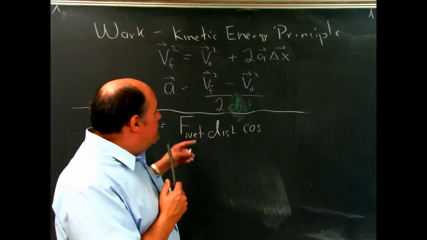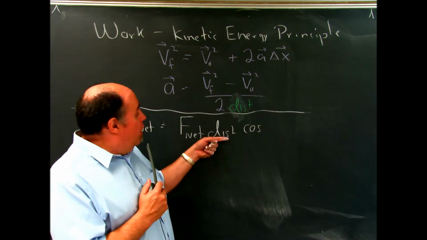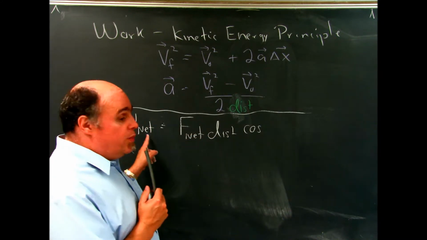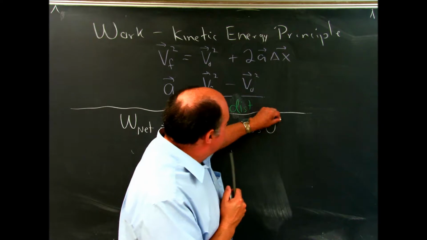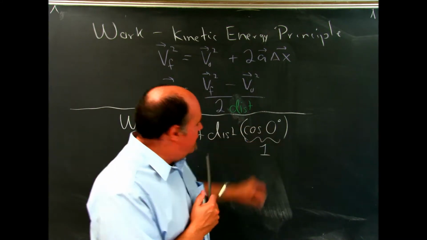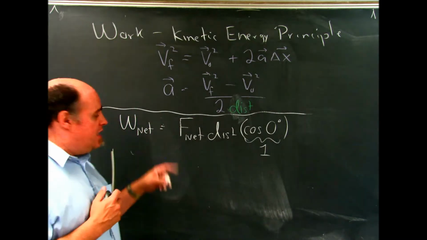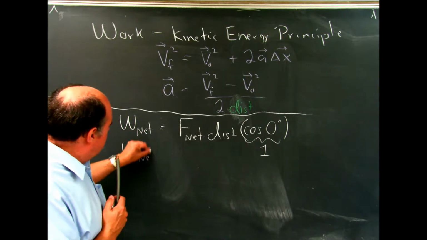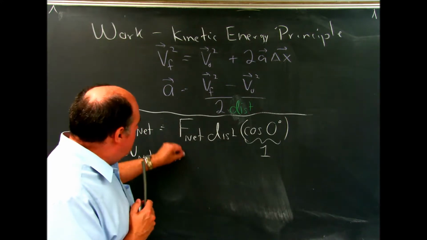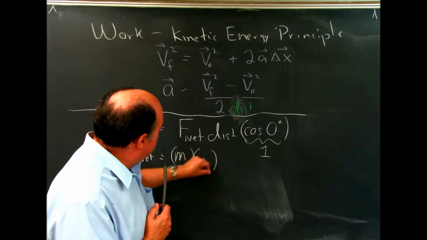So if we have the object moving in the exact same direction as the net force is pointing, whenever they're working with the word net, then the angle is always going to be 0. And the cosine of 0 comes out to be 1, so we don't even have to write it. Let me just keep going. So the net work equals, well, another way to write force in chapter 4 was m times a, times the distance.